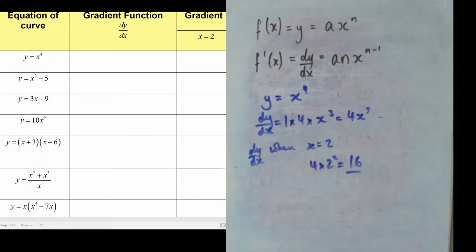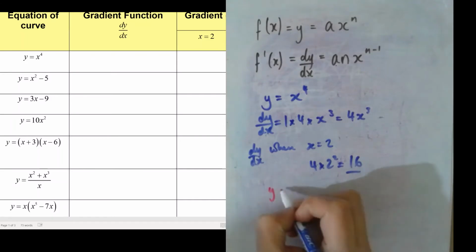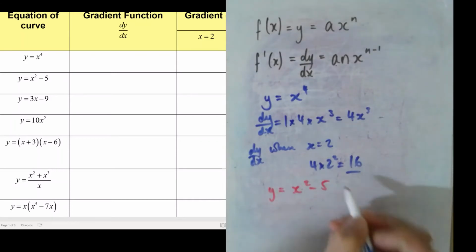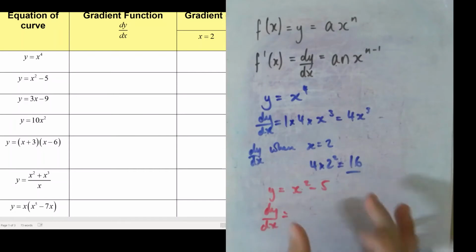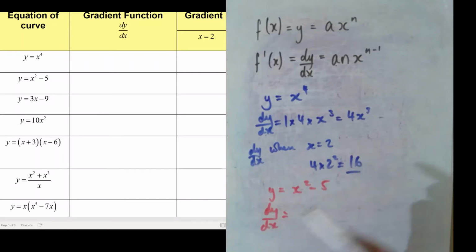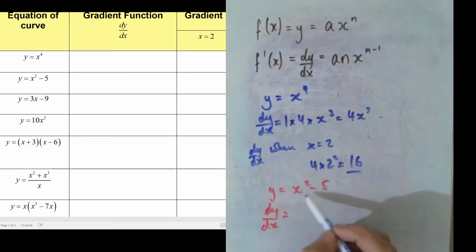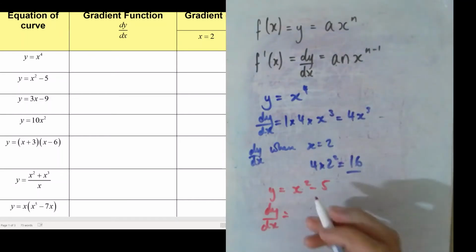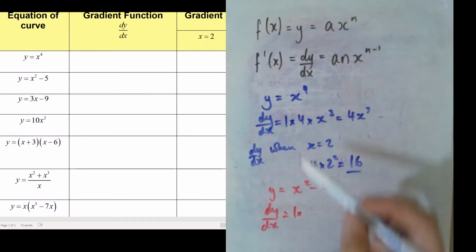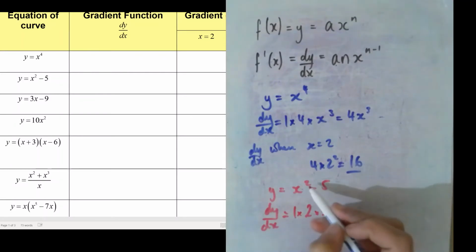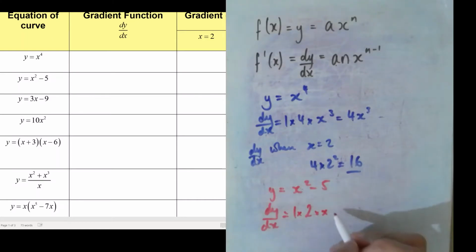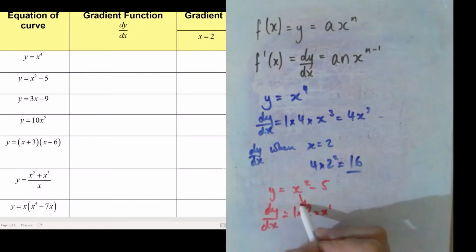Next one, I have y equals x squared take away 5. So dy dx. Okay, same as up here, you just do it in 2 separate terms. So even if it's 2 separate terms, all I need to do is make sure I do it individually for each of them. So for this one, which is my x squared, my a is equal to 1, so that would be 1. The power comes down, so the power is 2, and then x to the power of 2, take away 1, so it would be x to the power of 1. So that would be this term.